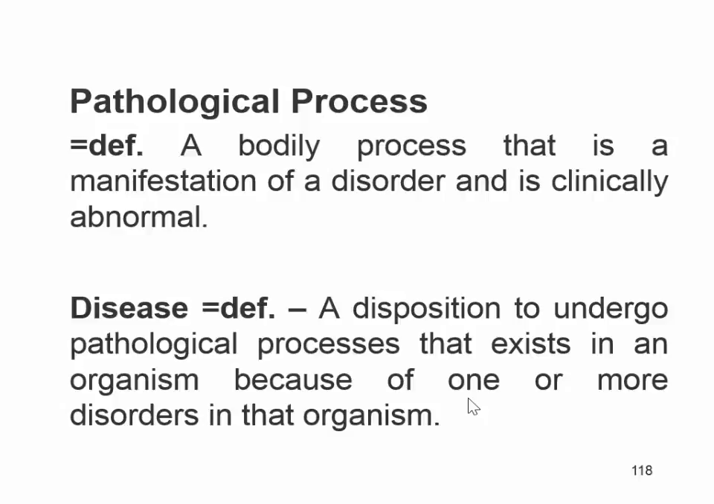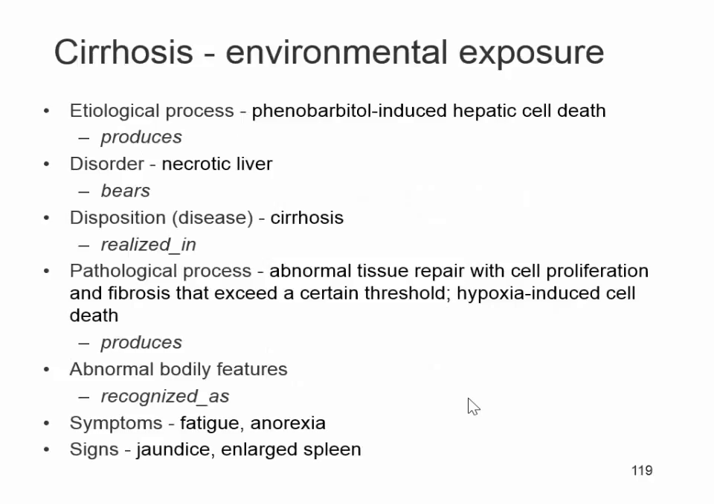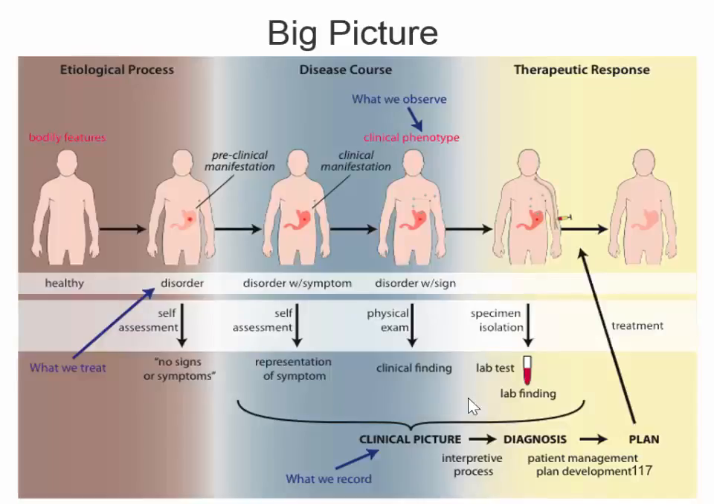And now we can look how it works for a specific disease. So liver cirrhosis. And if you look back at the big picture, this is the etiology. You're healthy and something causes the disorder. And then you have the disease course, which is going to be affected by treatment, and which is going to be followed to a certain degree by the doctor. And then you have the therapeutic response, which follows the creation of a treatment plan.